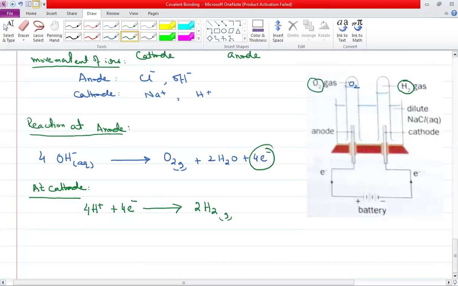And oxygen gas is formed at the anode. So two ions are selected: one is OH ion and the second is H ion. The negative ion is selected on the basis of higher concentration. The negative ion with higher concentration will be selected and discharged. And at the cathode, the less reactive positive ion will be selected and discharged.